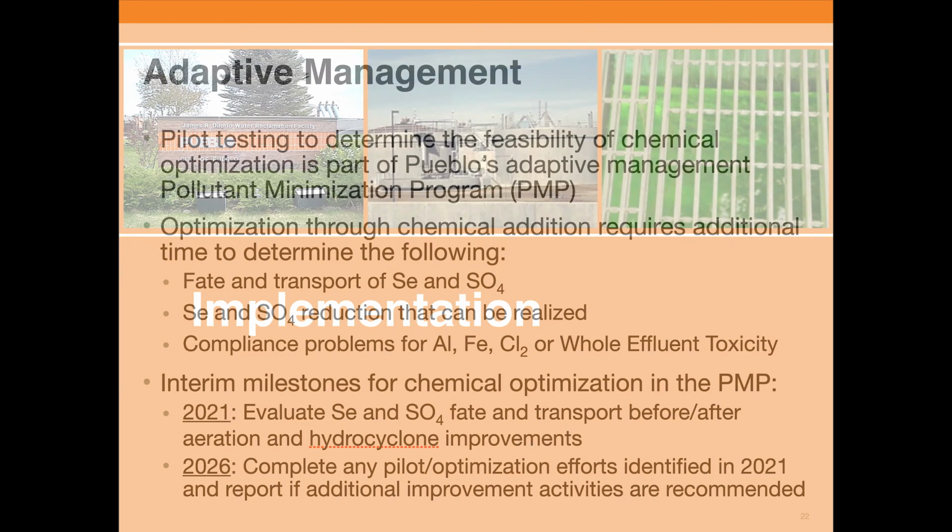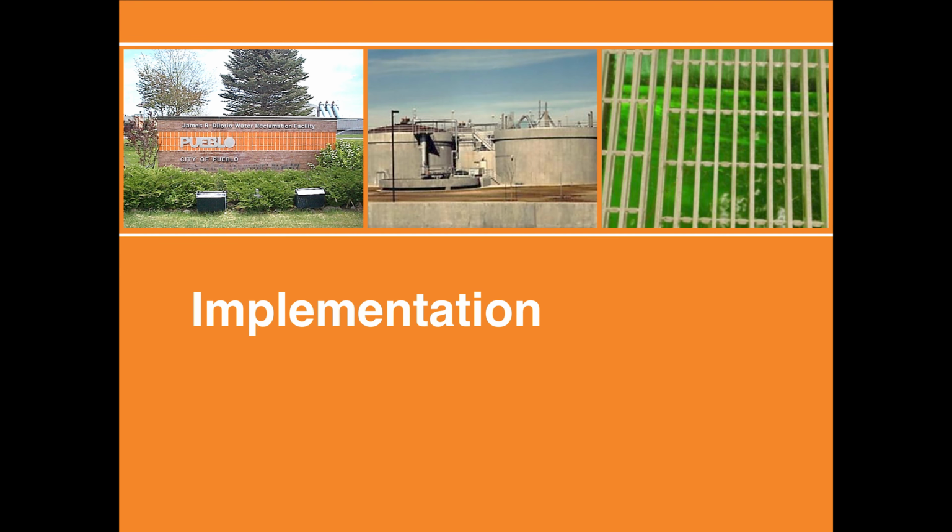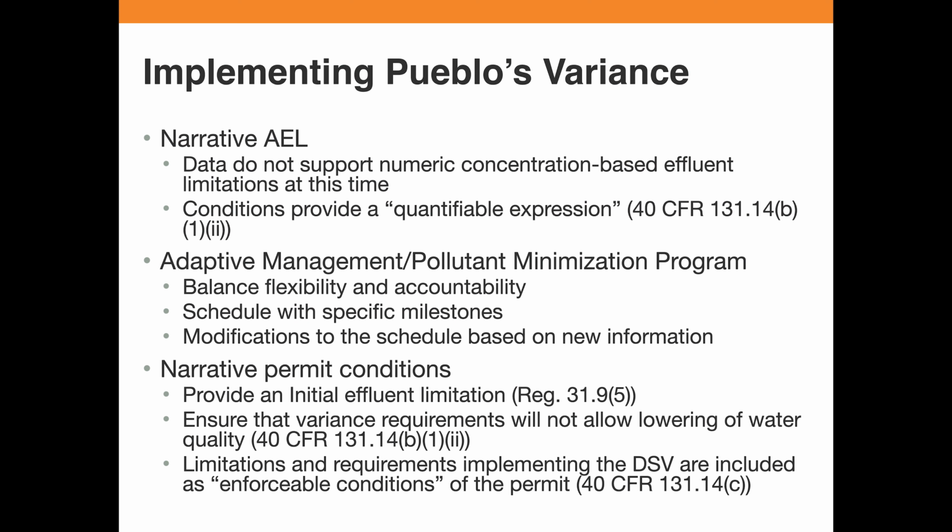hoping we can come up with a treatment that's feasible. And then implementation is we got the narrative AEL, we got our adaptive management and pollutant minimization plan, which we are following closely. That plan has items that the city has to do from pretty much when this was adopted in 2019 through 2028, and then we'll have enforceable conditions.